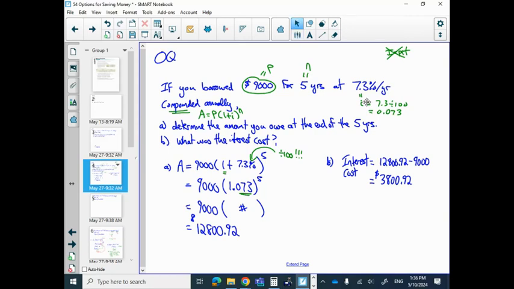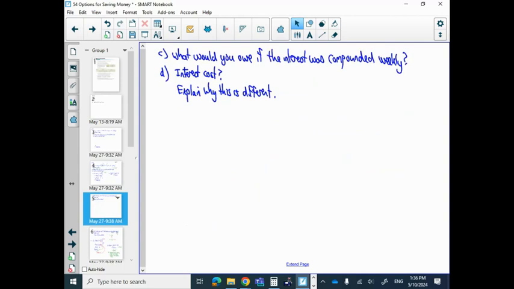So you end up owing $12,892, and the interest is, of course, take that 9,000 you started with away from the amount you owe. You paid $3,892 in interest.